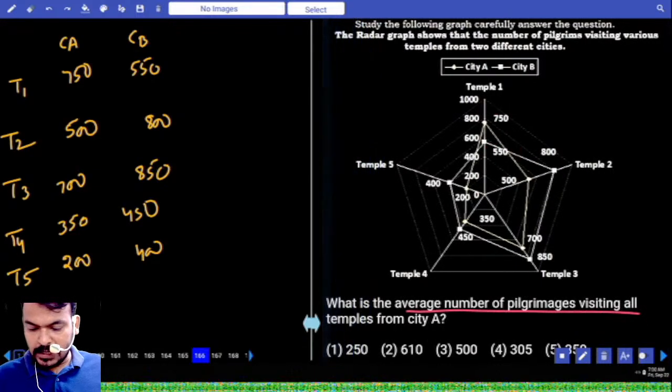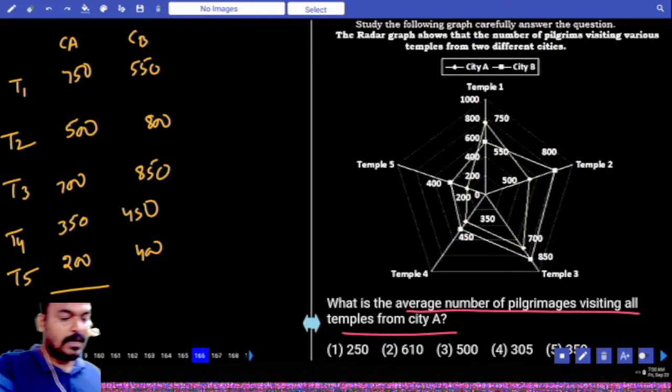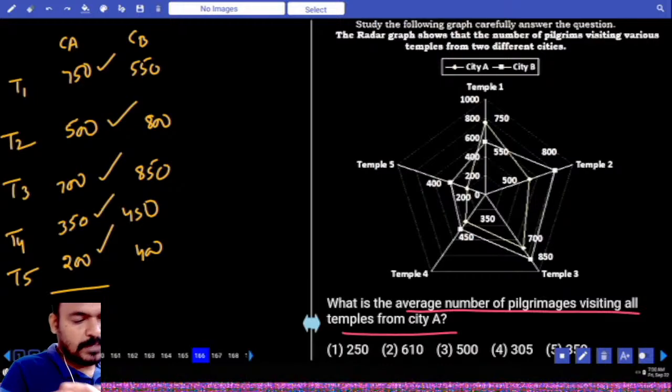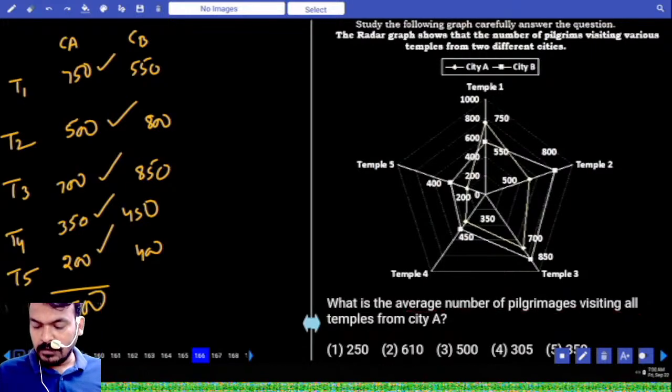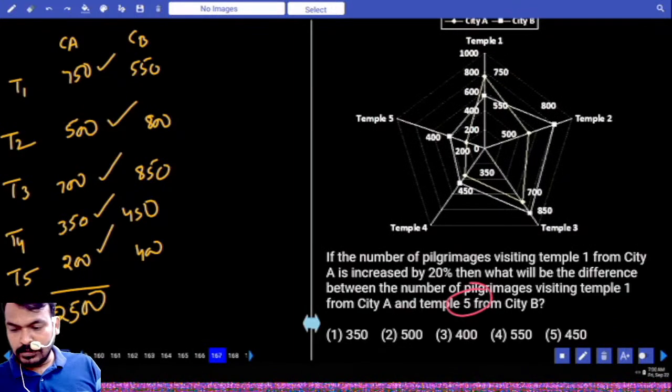What is the question here? Average number of pilgrims visiting all the temples from CTA. Means adding all the CTA values: 500 plus 200 is 700, 700 plus 700 is 1400, plus 750, plus 350 is 1100, 1100 plus 1400 is 2500. Average means divide by 5. What is the answer? 500. Direct questions, all are in.